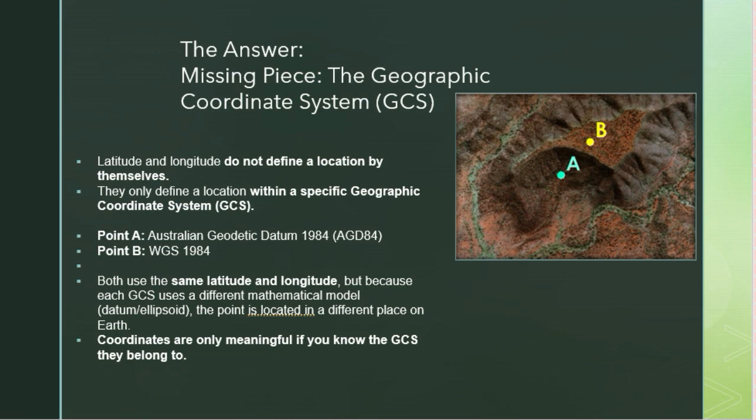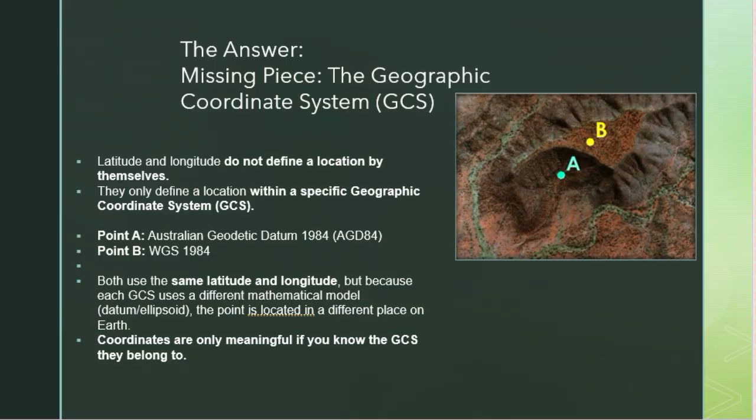So in this example, the coordinates are identical, 134.57 degrees east, 24.006 degrees south. Those describe both point A and point B. Point A is based on the Australian Geodetic Datum 1984, while point B uses WGS 1984, which we often see as a default in ArcPro.